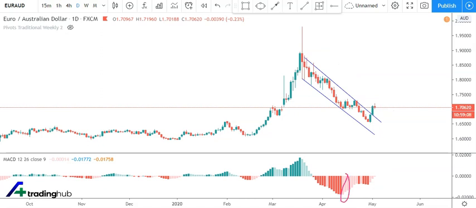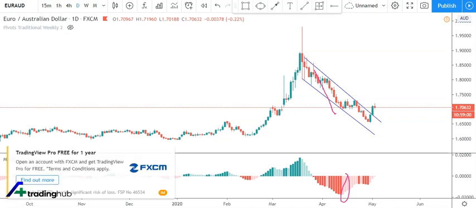The red bars are not thick. They are light. So this shows that there are no more volumes. There are no more selling volumes. No more sellers in the market.